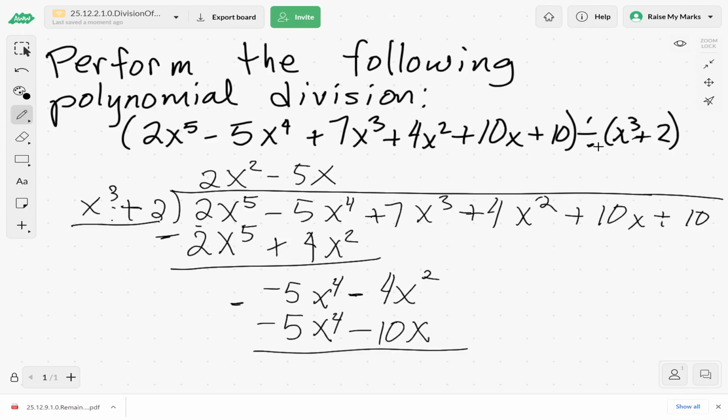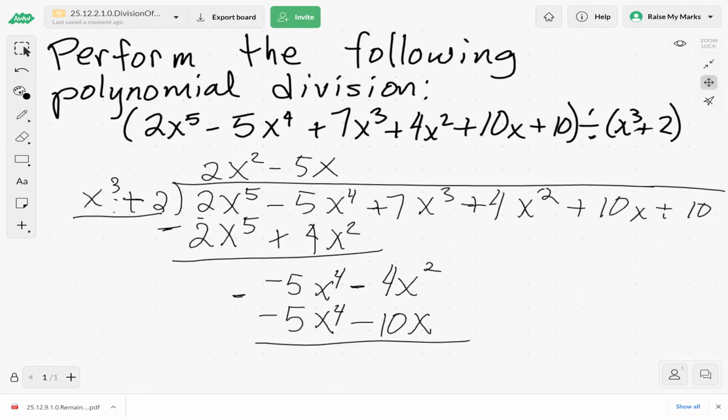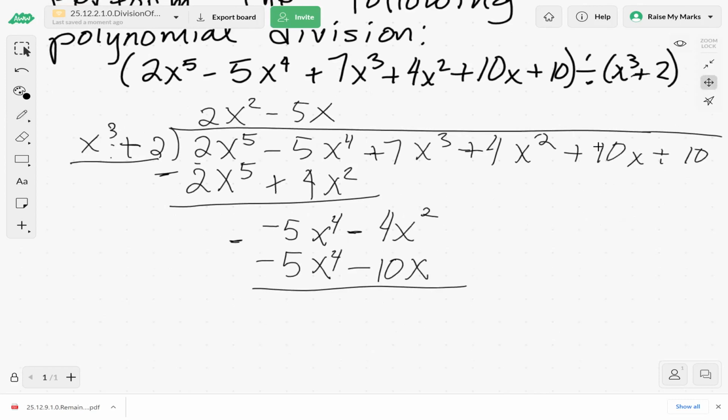I'm going to subtract. And what do we get? We forgot one step. My mistake here. All right, we forgot one step. We need to bring down our 7x cubed. So let's put that in here.